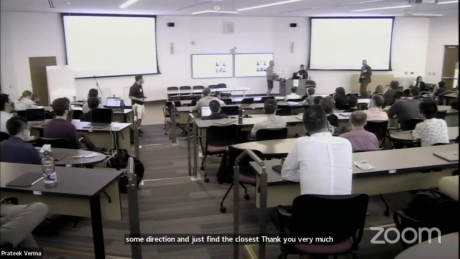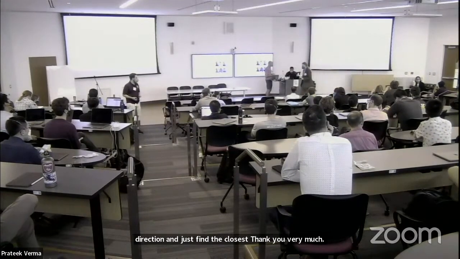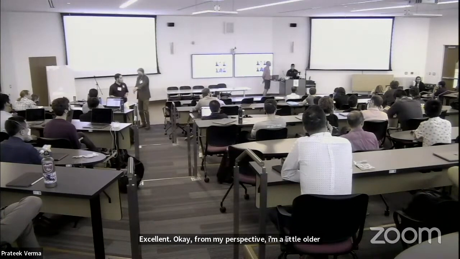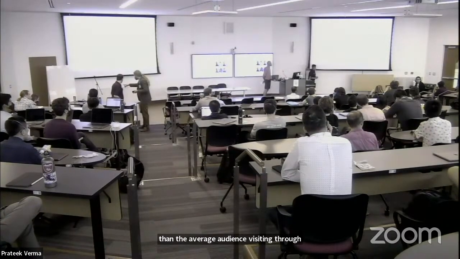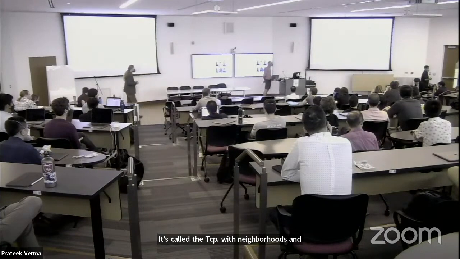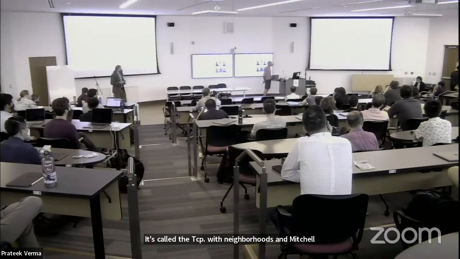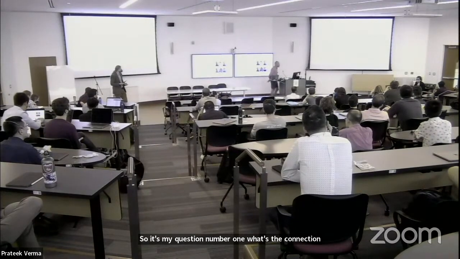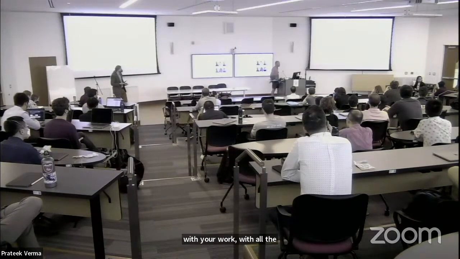Two questions from my perspective. I'm a little older than the average audience. There's a problem of visiting through convex sets. It's called the TSP with neighborhoods. Mitchell worked on it for 10, 15 years with almost tight bounds. So my question number one: what's the connection of your work with all the great algorithms to do TSP with neighborhoods with tight bounds?